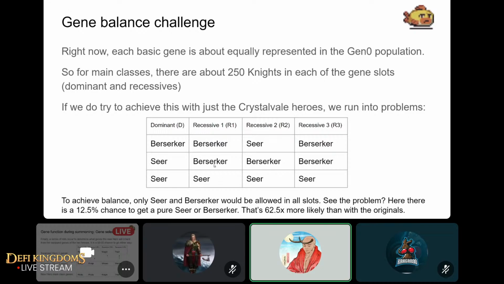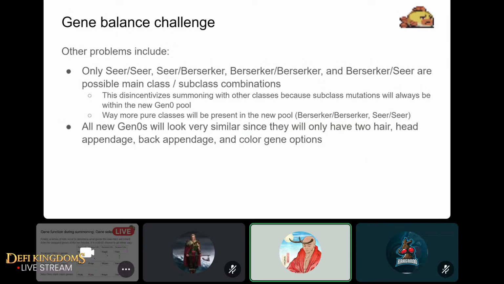And if we just went with this route, as far as your main class subclass pairings, you'd only have Seer Seers, Seer Berserkers, Berserker Berserkers, and Berserker Seers. So we'd have a very limited amount of different main class subclass combinations among those new Gen Zeros. That too would incentivize players that own these Gen Zeros to only be summoning amongst themselves and not really mixing often with the other genes that are out there. And that's not something we aspire to. We want balance wherever we can, and I see this as incredibly imbalanced. So this was another reason behind wanting to do something different.